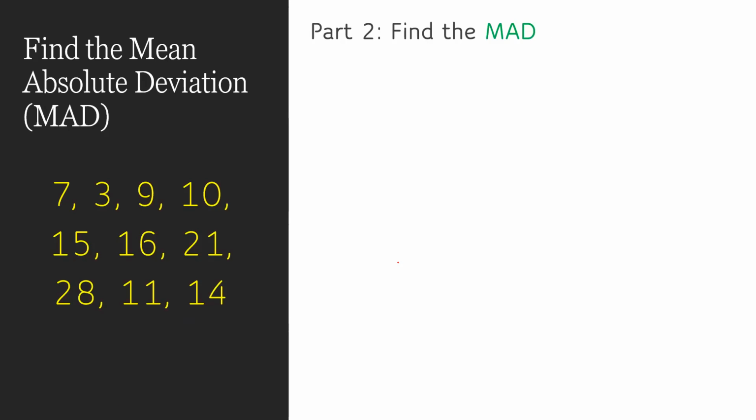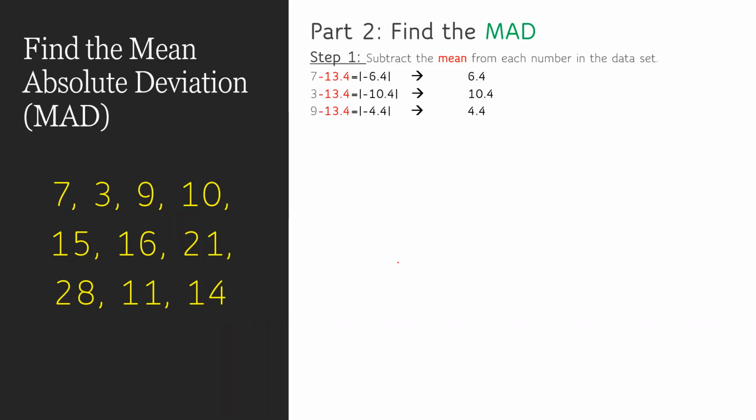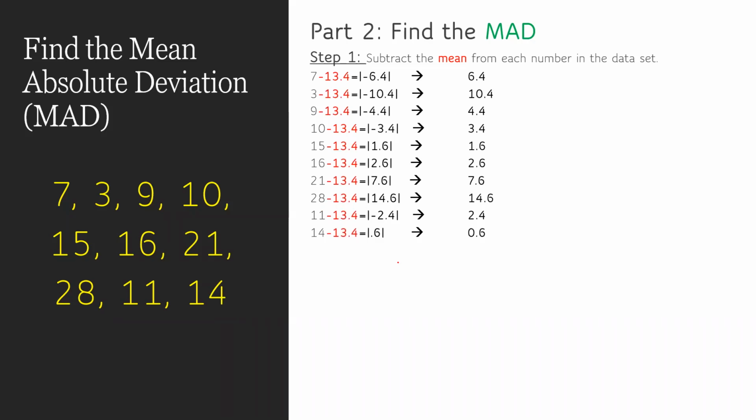But wait, there's more, because we've only solved the mean, but we have to find the mean absolute deviation of the data set. So step 1 for finding the MAD, you have to subtract the mean, which we had on the previous part, from each number in the data set. And again, your mean is the second number in your data set that's being subtracted.